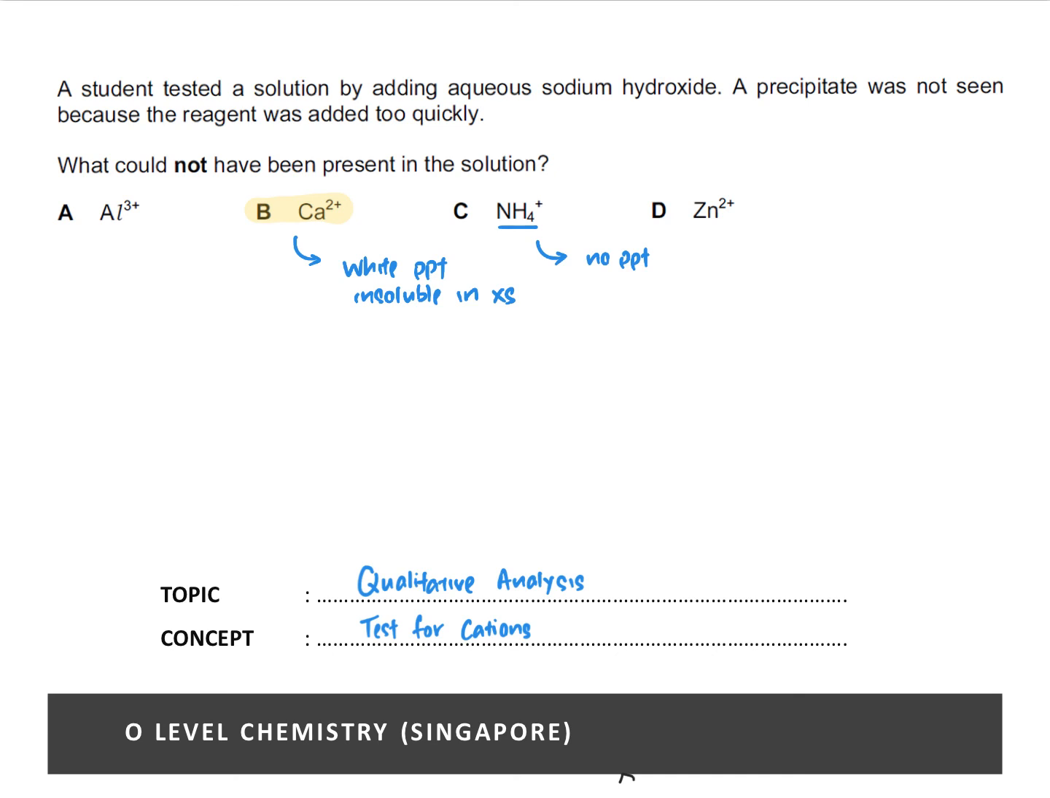How about zinc and aluminium? For aluminium and zinc, in the test for cations, we learned that they form white PPT, soluble in excess. So in the scenario where we add excess sodium hydroxide too quickly, there is a chance that we may miss out the PPT, so we do not see precipitate. So the correct answer here is B.